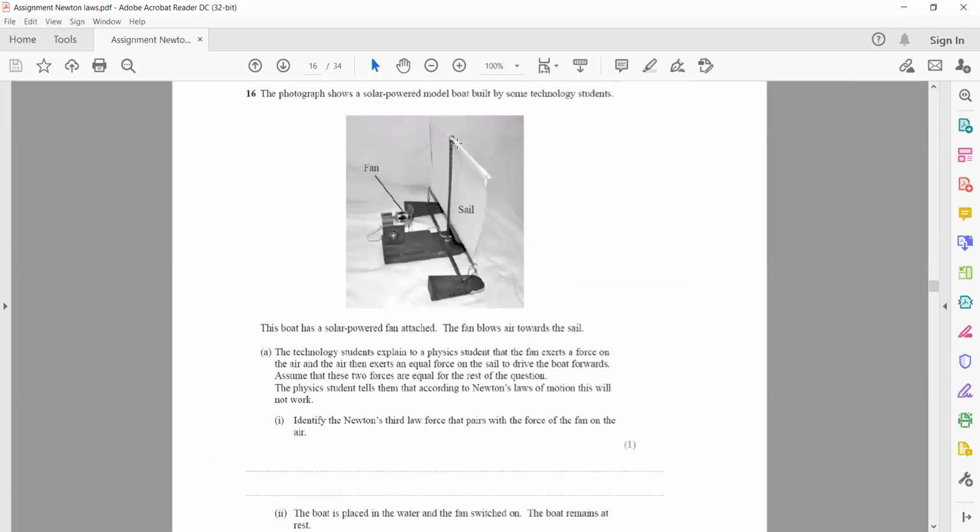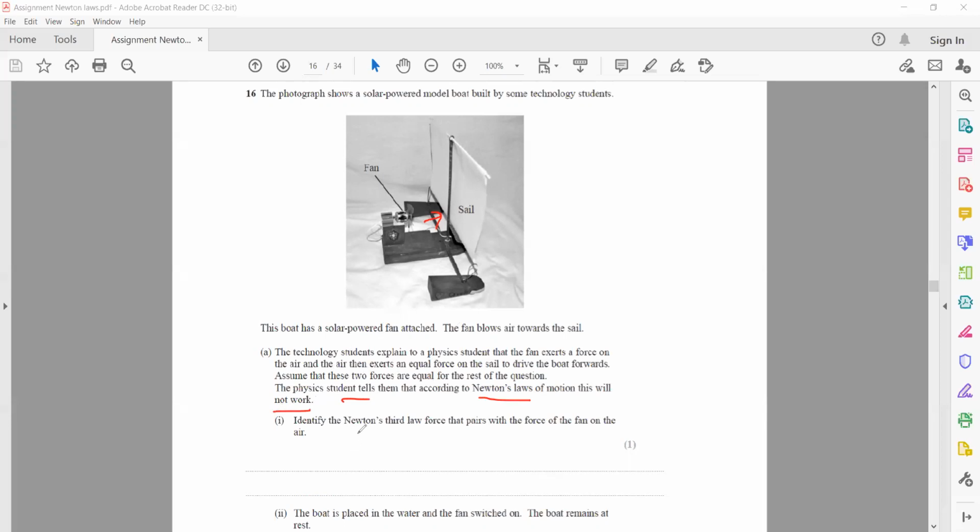The photograph shows a solar powered model boat built by some technology students. This boat has a solar powered fan attached. The fan blows air towards the sail. The technology student explained to a physics student that the fan exerts force on the air and the air then exerts an equal force on the sail to drive the boat forward. Assume that these two forces are equal for the rest of the question. The physics student tells that according to Newton's law, it will not work.